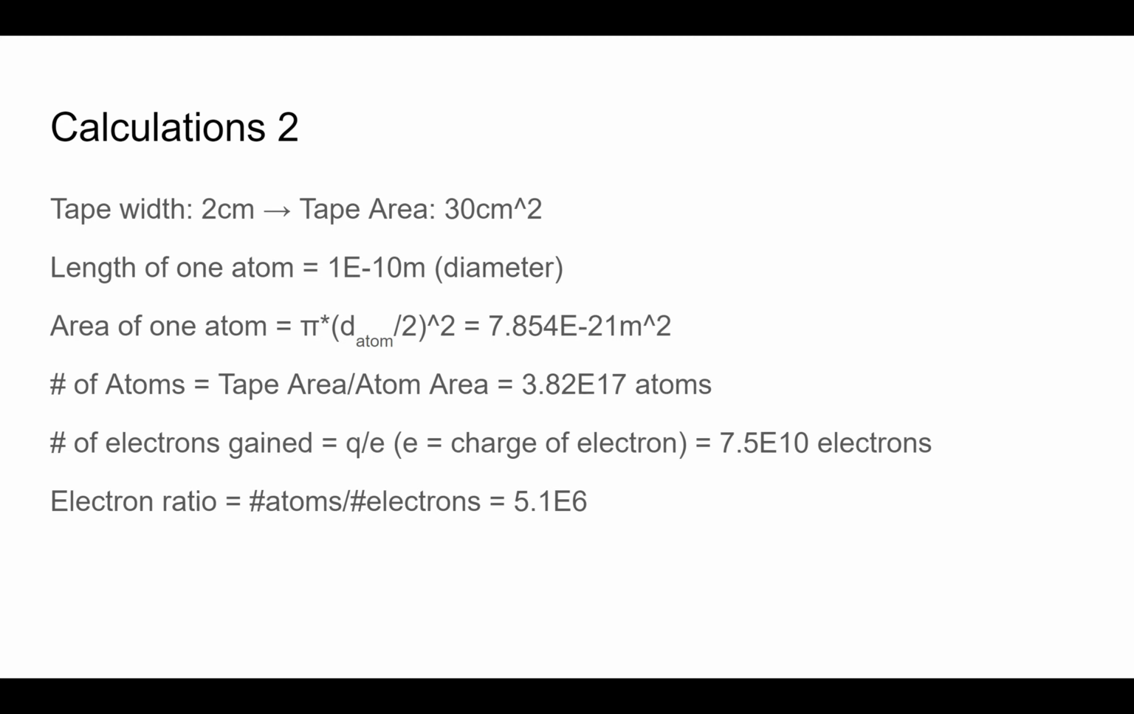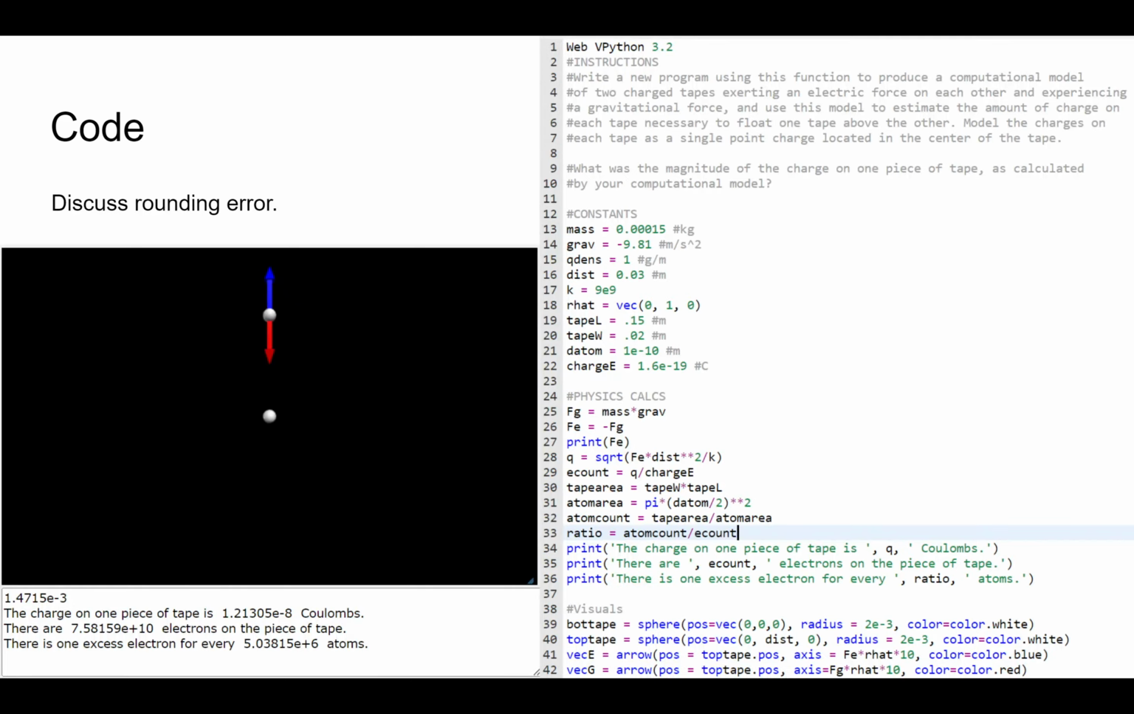For the number of electrons, you can just take the overall charge shown on the last slide and divide it by the charge of an electron, so that's right there. And then the electron ratio is just how many electrons there are per atom. So for every 5.1 E6 atoms, there's 1 electron.